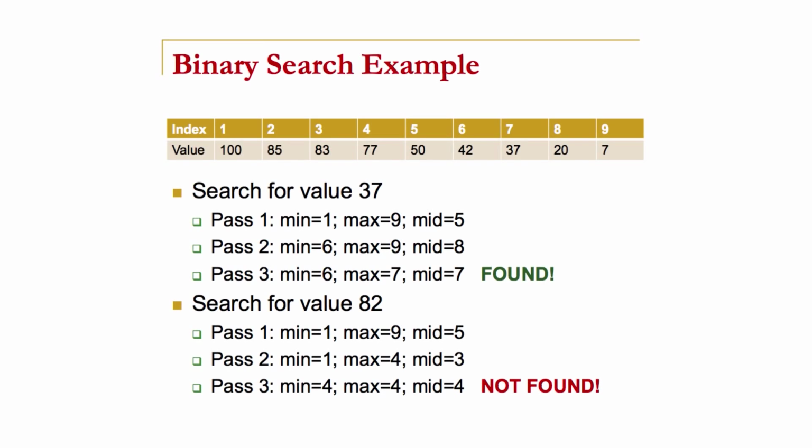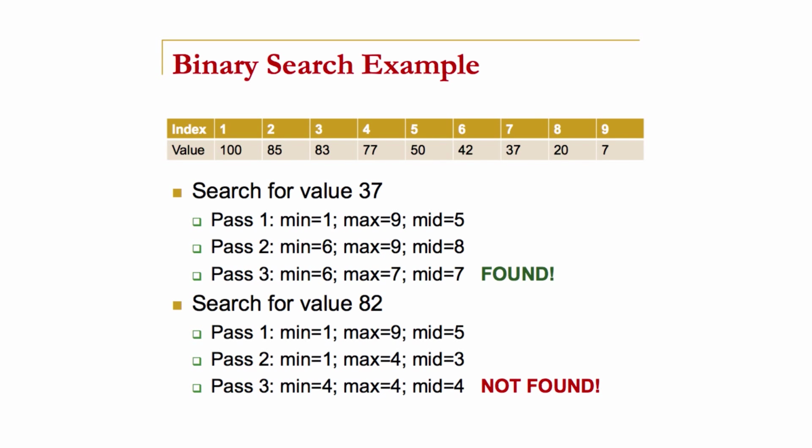Let's now consider a concrete example of the binary search. On this slide, you can see there's a table where at the very top we have index values from 1 to 9, and we have the values that are in those particular slots. You can think of the index as just the location, like a mailbox number, and the value is what's actually inside of the mailbox. In this particular case, this table is sorted from largest to smallest. So we'll use that to our advantage.